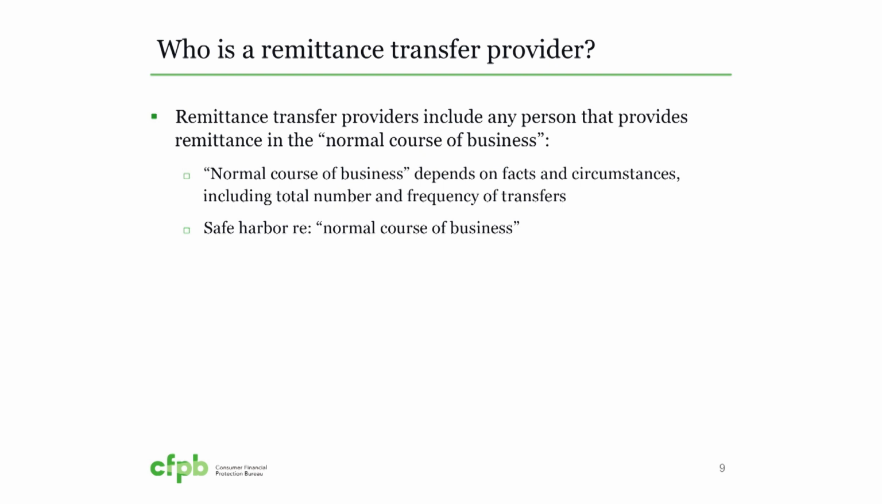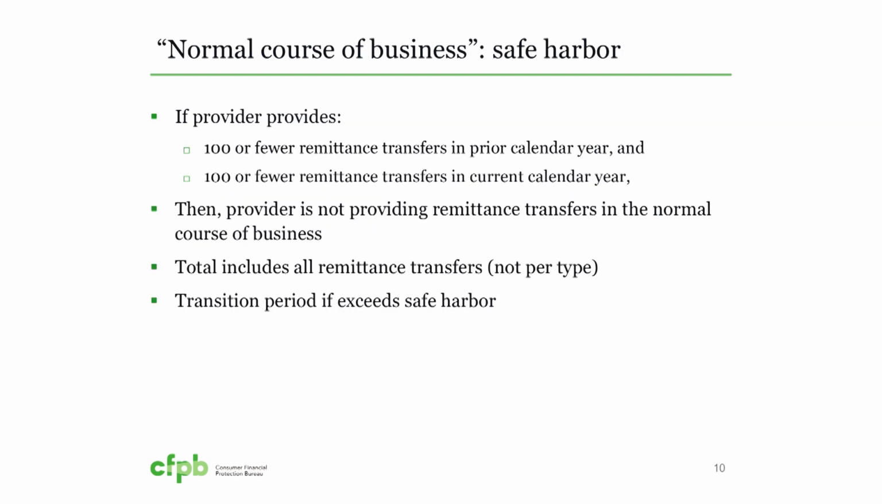A large number of our questions have come in about this safe harbor, so let's spend some time talking about it. Under the safe harbor, if a provider provided 100 or fewer remittance transfers in the prior calendar year, and 100 or fewer remittance transfers in the current calendar year, it is not providing remittance transfers in the normal course of business and will not be a remittance transfer provider under the rule.